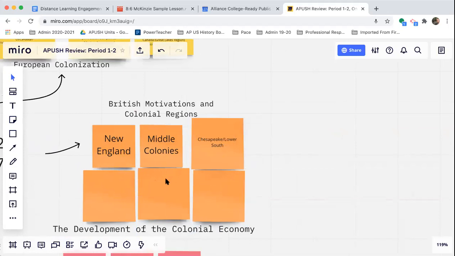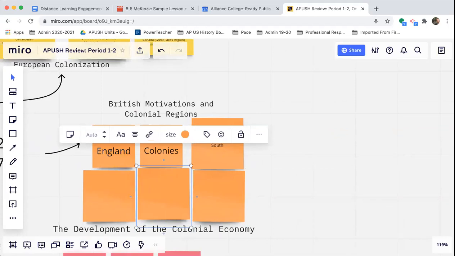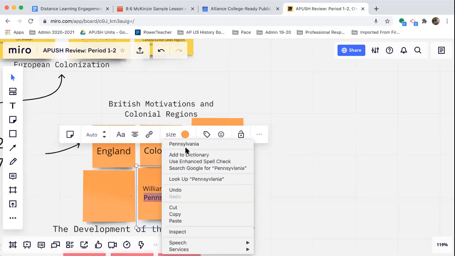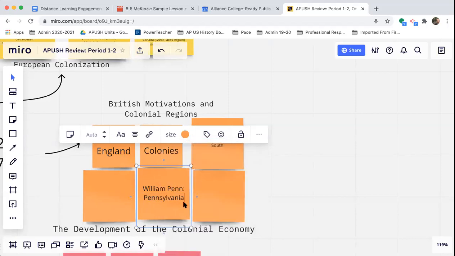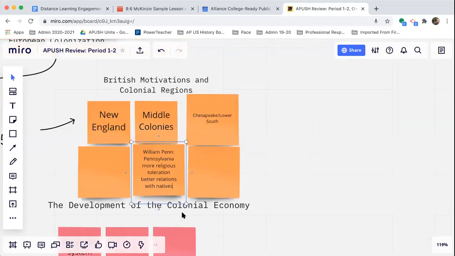William Penn. Where does that go? William Penn, Pennsylvania. Okay, and what's unique? What can we add under Pennsylvania here? I can never spell Pennsylvania to save my life. What other details should we add about Pennsylvania that people should know? Isn't Pennsylvania more about religious freedom because of the Quakers, and everybody goes there? Yeah, way more religiously tolerant. Good. Better relations with the natives. Good, I don't disagree with any of that.